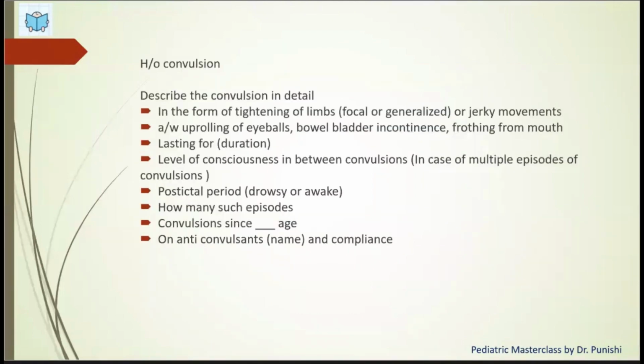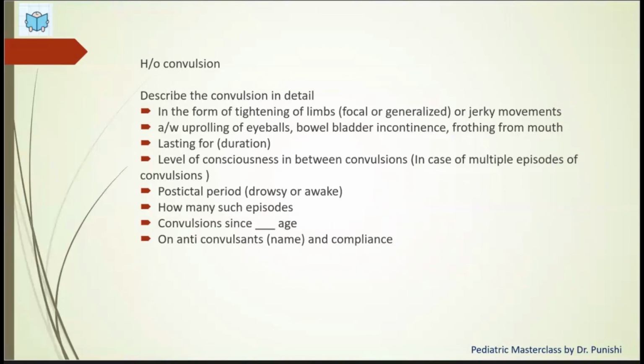So first one, history of convulsion. What all do you ask when the chief complaint is convulsion? First and foremost, very important, you have to describe this episode of convulsion in detail. So you have to ask the mother or the informant how exactly the convulsion looked like. So was it in the form of tightening of the limbs? Was it involving all the four limbs? Was it involving one side of the body? Was it just involving one limb? That will tell you whether it's a focal or a generalized seizure.